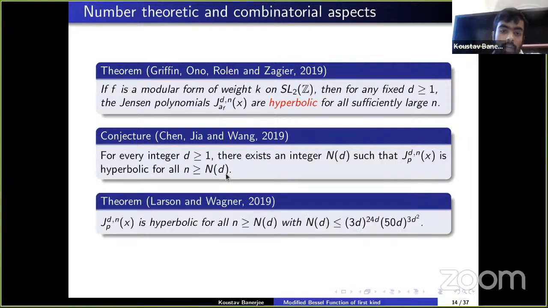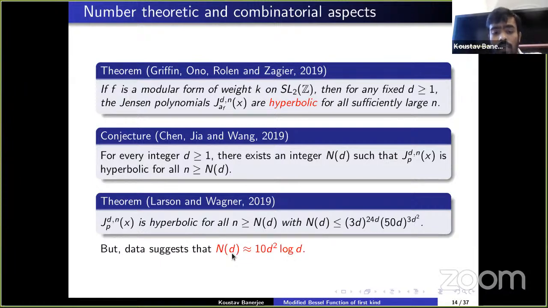But immediately after their paper, Larson and Wagner published that jpd of n, this polynomial, is hyperbolic for all n greater or equal to nd, with a condition that nd has to be less than 3d to the power 24d times 50d to the power 3d squared, which is bounded by a super exponential d to the power d squared. But in the paper of Griffin, Ono, Rowland, and Zagia, they experimented, and they suggest that nd cannot be more than a polynomial growth. Nd has to be approximately of the form 10d squared log d.